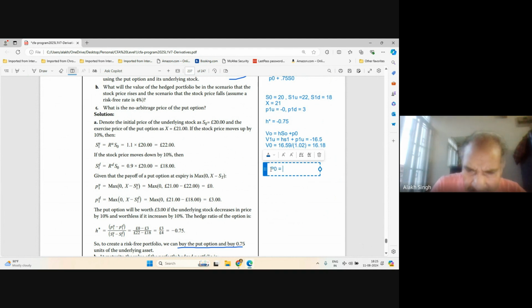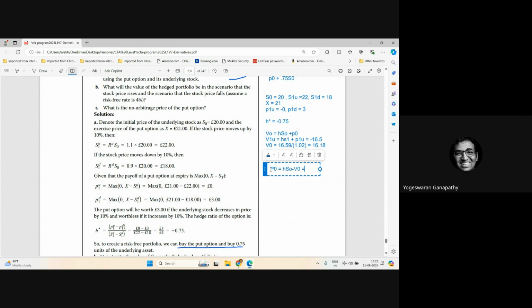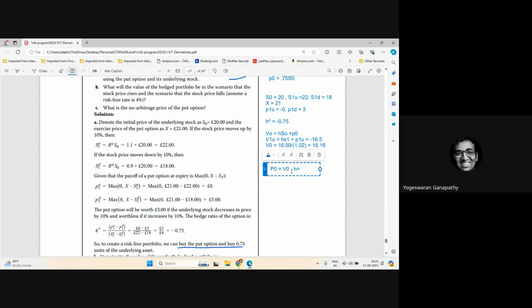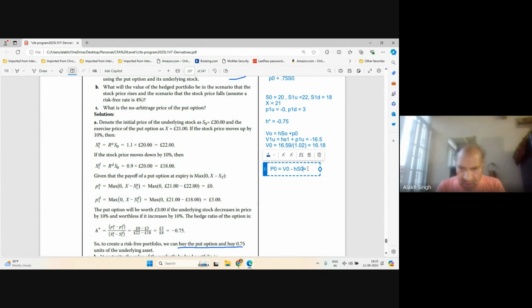P0 is equal to HS0 minus V0. Oh, sorry, it will be opposite here, because that was for the call. So P0 is V0 minus HS0, which is 16.18 minus 15, which is equal to 1.18.